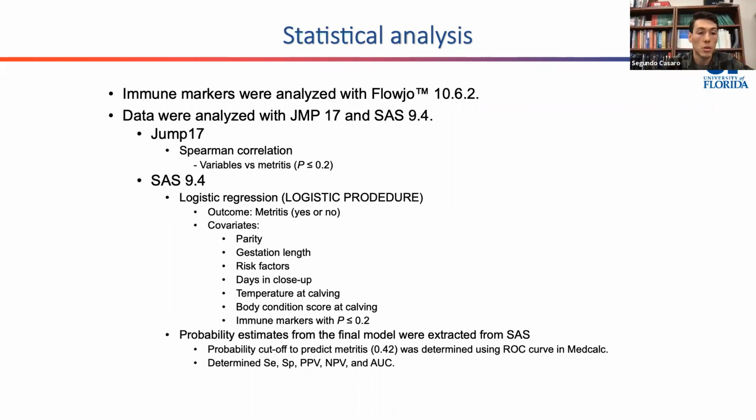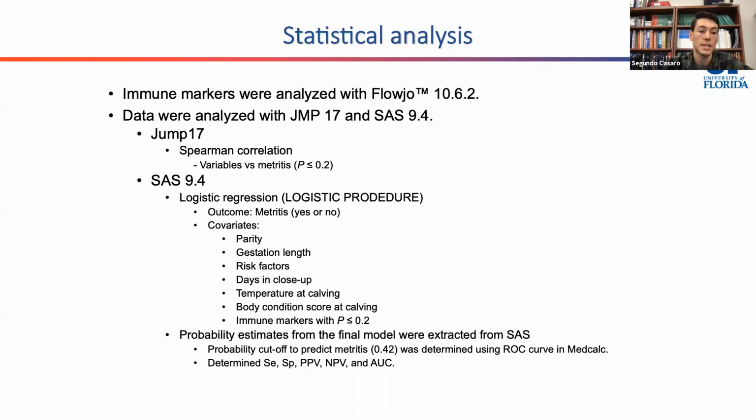Regarding the model, we ran it in SAS. We did a logistic regression. Our outcome was metritis, so yes or no, because it's a categorical variable. And as covariates, we used parity, gestation length, risk factors, the days in the close-up, temperature at calving, body condition score at calving, and immune markers with a p-value equal or lower than 0.2.